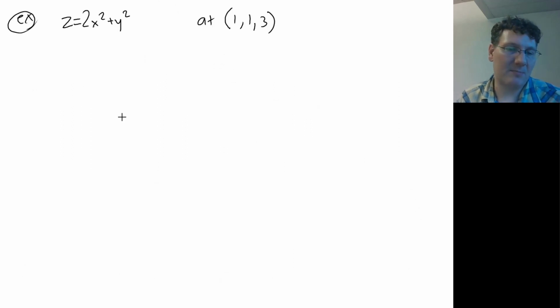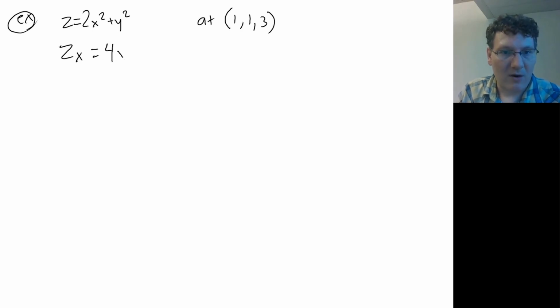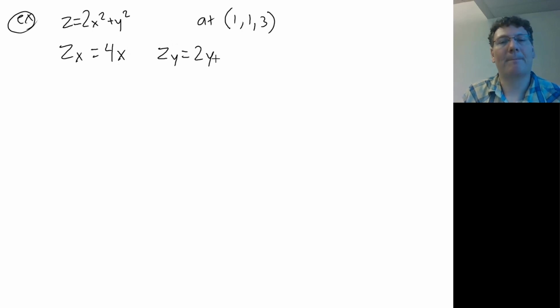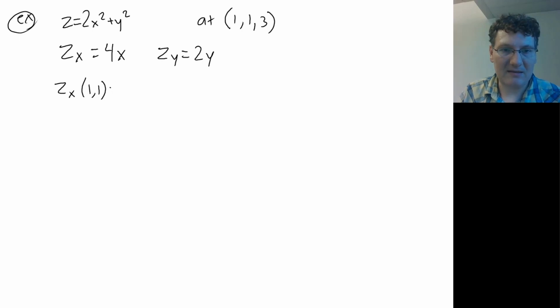As an example, take a look at the paraboloid z equals 2x squared plus y squared, and we'll find the equation of the tangent plane at the point 1, 1, 3. So the partial derivative with respect to x is going to be 4x, and the partial derivative with respect to y is going to be 2y. So the partial derivative at the point 1, 1 with respect to x is going to be 4, and the partial derivative with respect to y at 1, 1 is going to be 2.